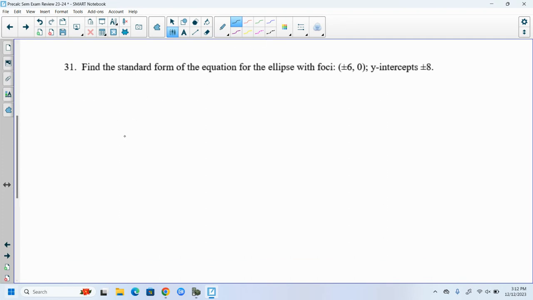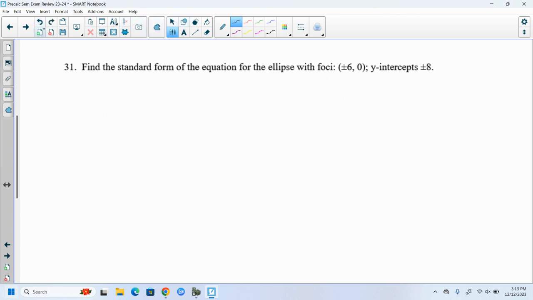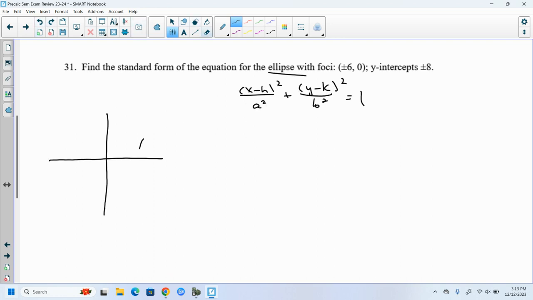All right, 31. Ellipse. That is going to be x minus h squared over a squared plus y minus k squared over b squared equals 1. Now the a squared can move based upon whether it's wider or taller. So let's take a look. Ellipse, foci, plus or minus 6.